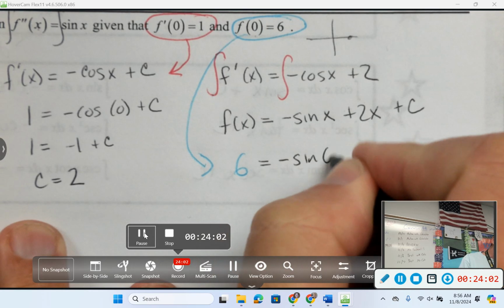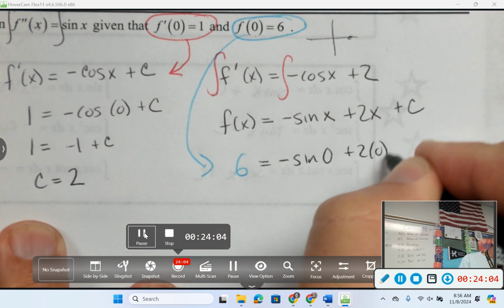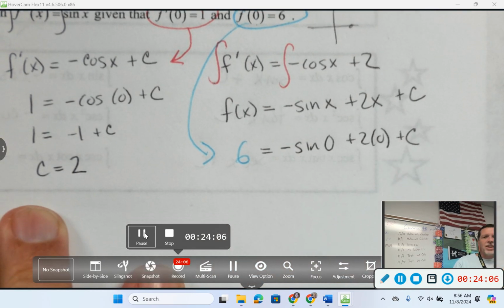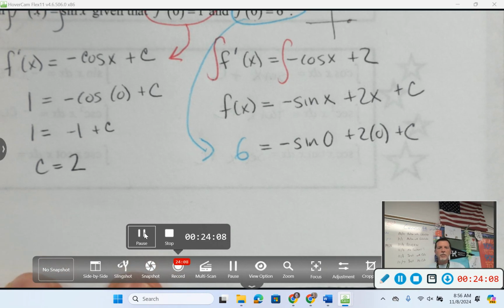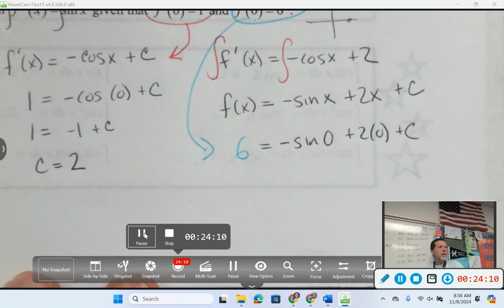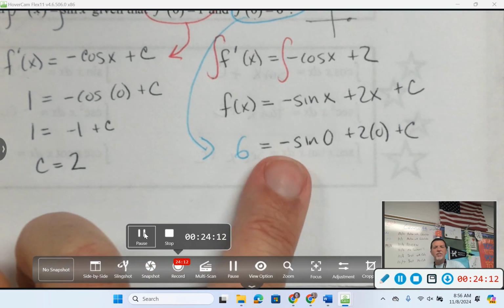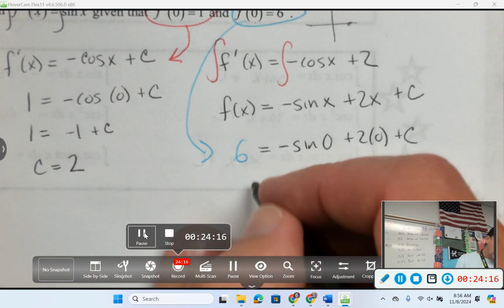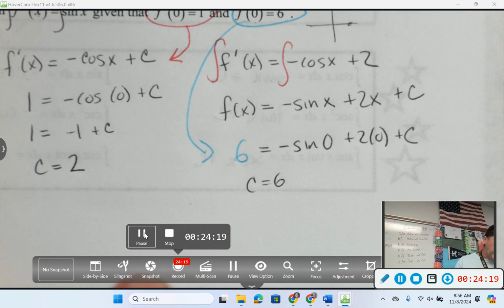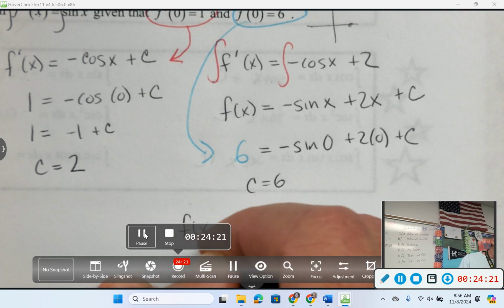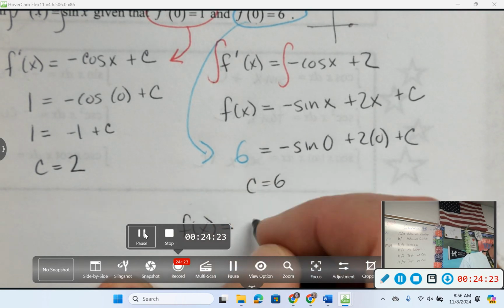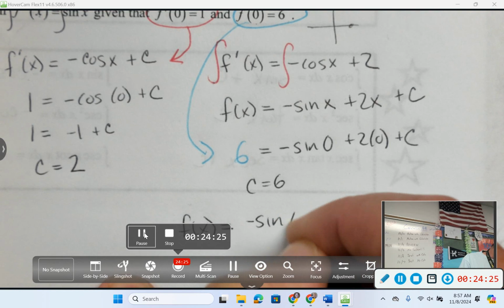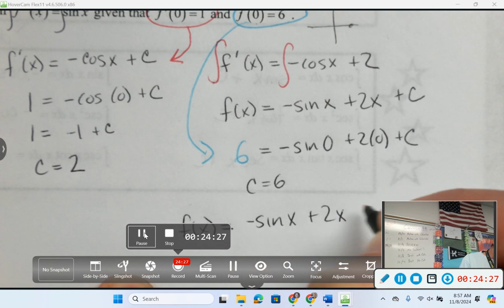Negative sine of 0 plus 2 times 0 plus c. I would say they were pretty kind to us there, because what's the sine of 0? 0. And 2 times 0, 0. And so c equals 6. So let's write our final answer all together here. f of x equals negative sine of x plus 2x plus 6.